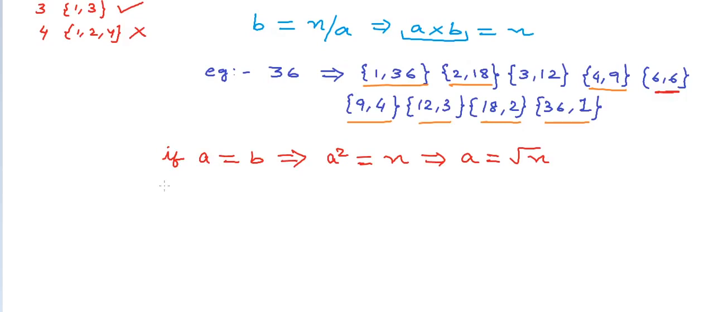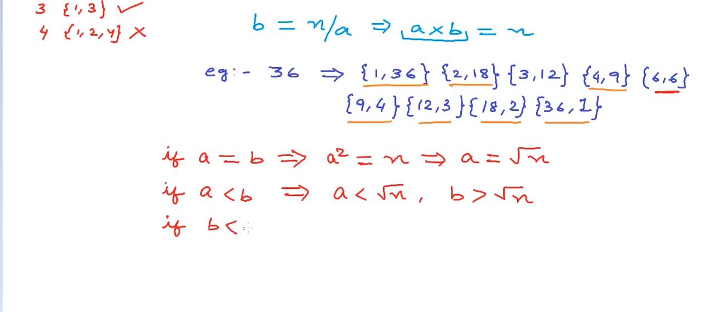What if a is not equal to b? So if a, for example, is less than b, then if we see carefully, a should always be less than square root of n, and b should be greater than square root of n. Similarly, if b is less than a, then b should be less than square root of n, and a should be greater than square root of n. So if a and b are not equal, one of them has to be less than square root of n, and another one has to be greater than square root of n.